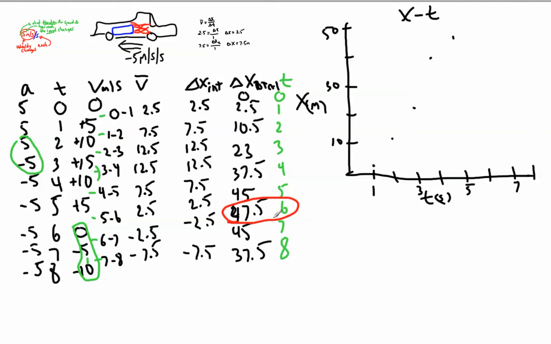And after the sixth second, a total of 47.5. And then after the sixth second, back to 45. The seventh second and eighth second, back to 37.5. So that's what the position time graph looks like. Let's do a best fit curve through this.